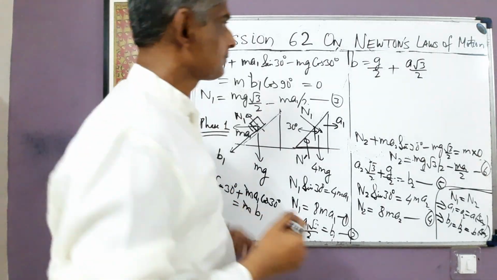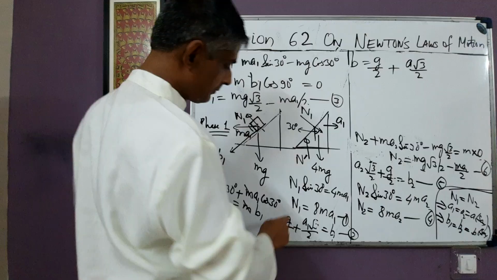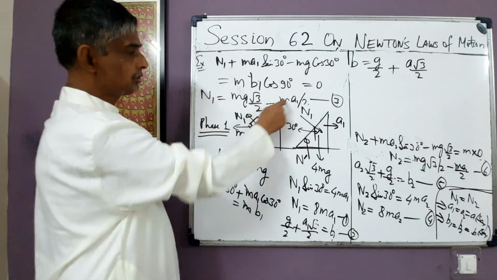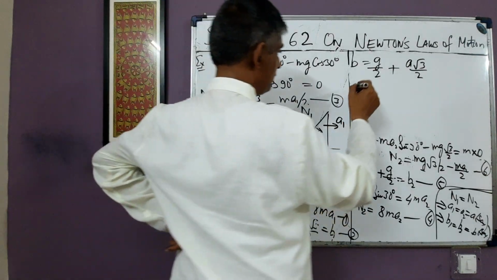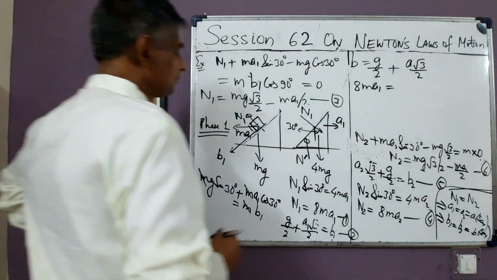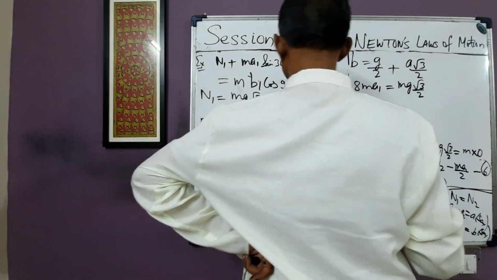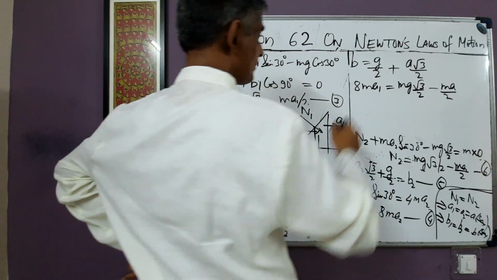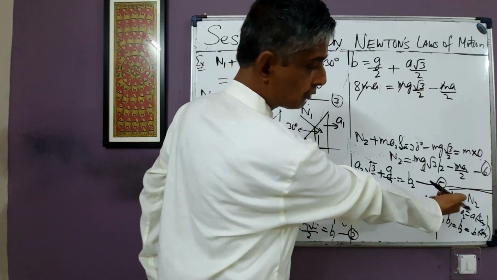Now first of all, what do you do? I find A first. A1 and A2 are both equal. N1 equals 8m A1 and N1 equals this. They are both the same, equation 1 and 3. So 8m A1 is equal to mg root 3 by 2 minus ma by 2. M will go away. A1 and A2 are both A.